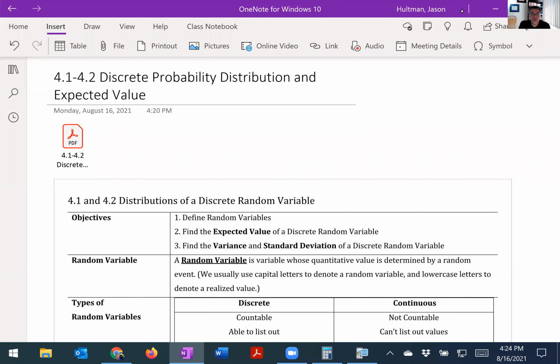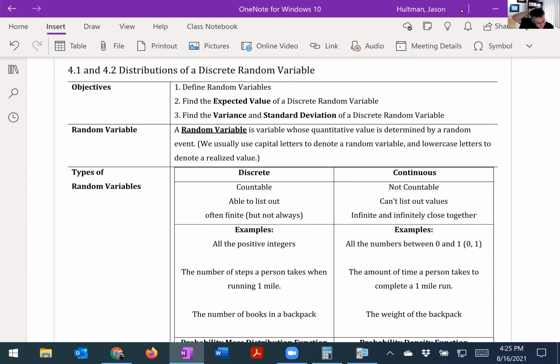Okay, hello students. Today we're going to go over 4.1 and 4.2, discrete probability distribution and expected value. Okay, 4.1, 4.2 objectives. We're going to define a random variable, find the expected value of a discrete random variable, and find the variance and standard deviation of a discrete random variable.